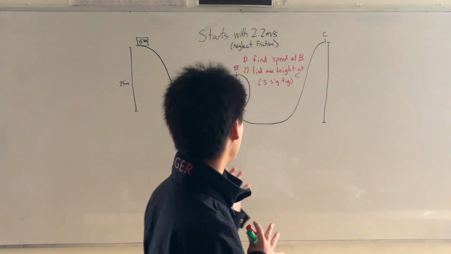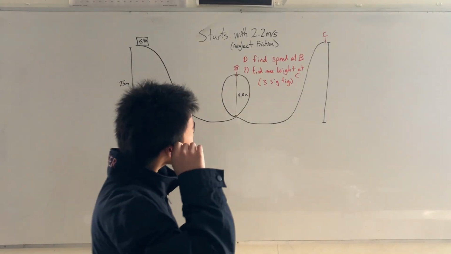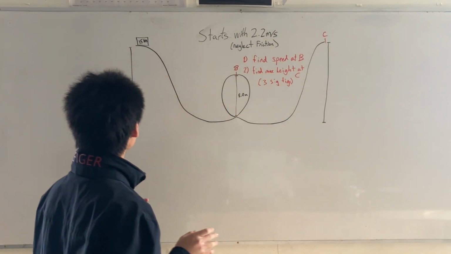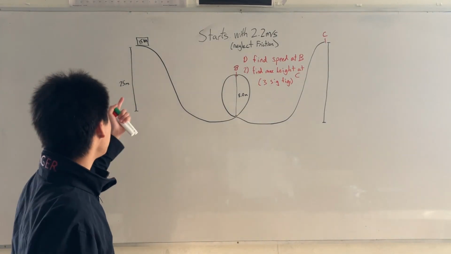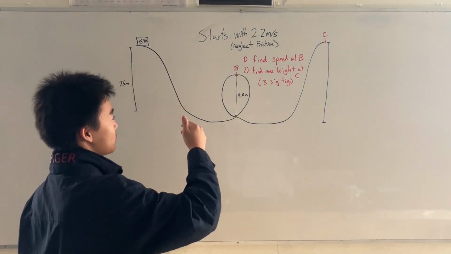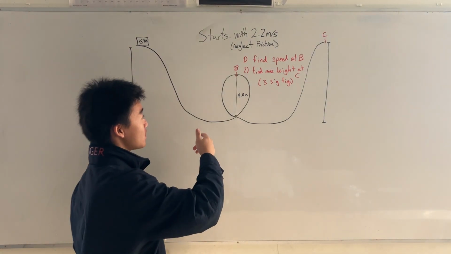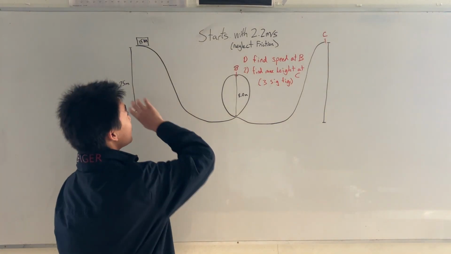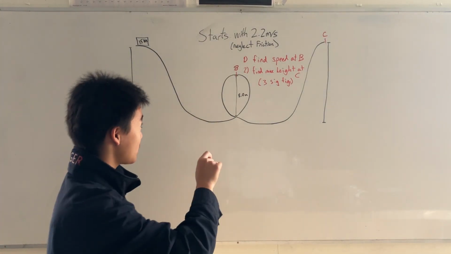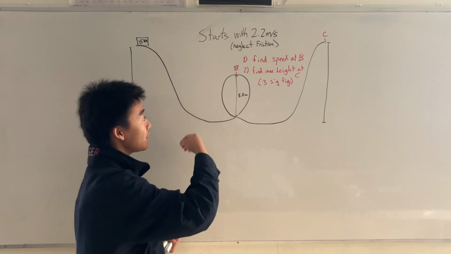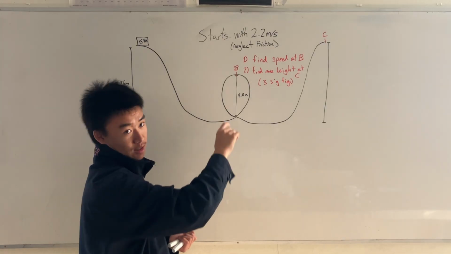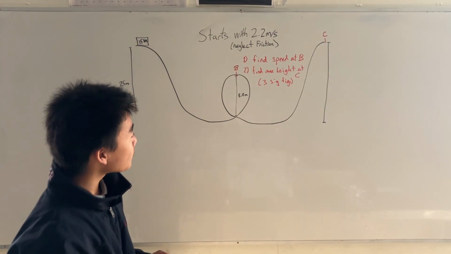Okay, now here's a different problem. It's slightly harder than the one before, but we're still going to neglect friction. So we have a mass, a carriage, that's 50 kilograms. It's 25 meters above the ground. And what we're looking for is to find the speed at B. Oh yeah, by the way, it starts with an initial velocity of 2.2 meters per second. And then the second part of the question is to find the maximum height at C, in 3 significant figures.